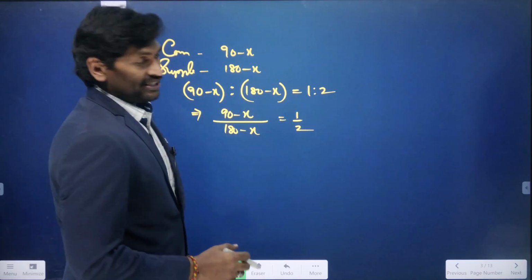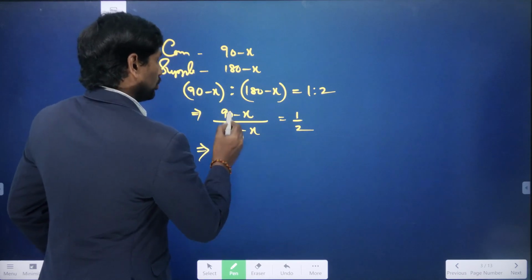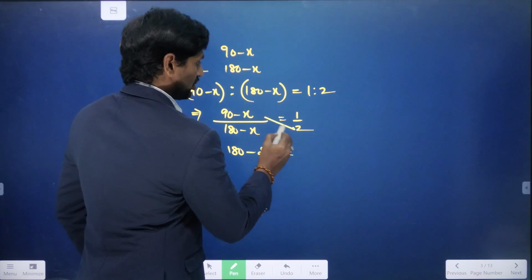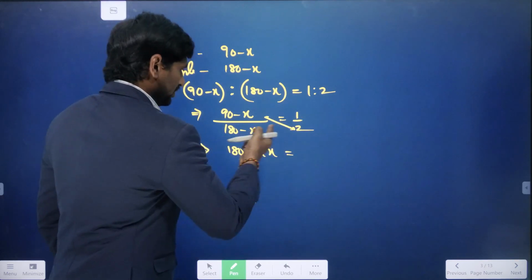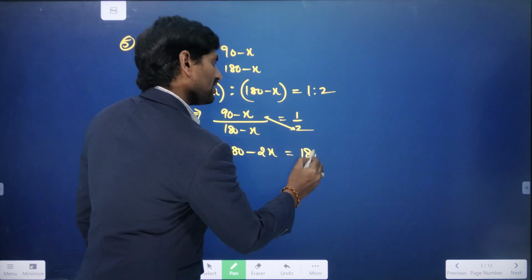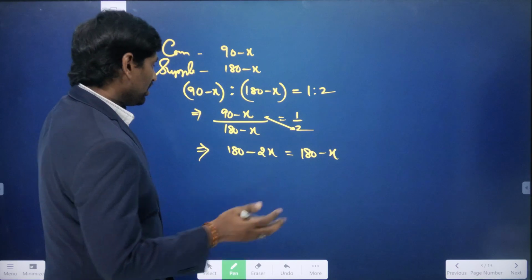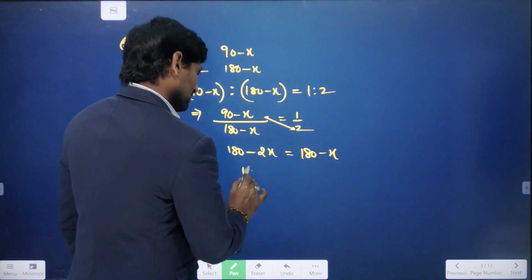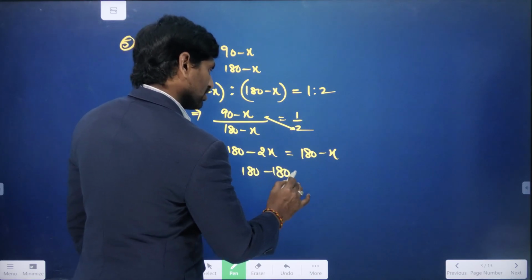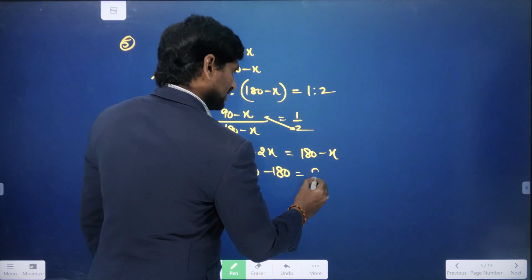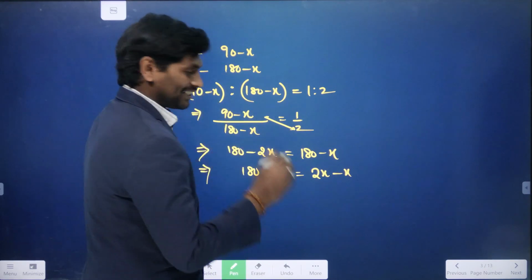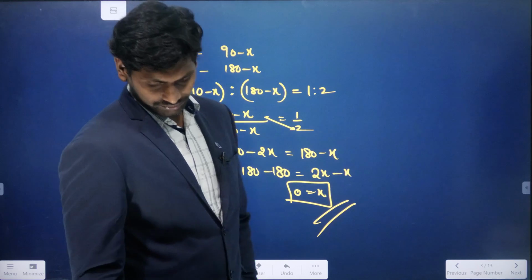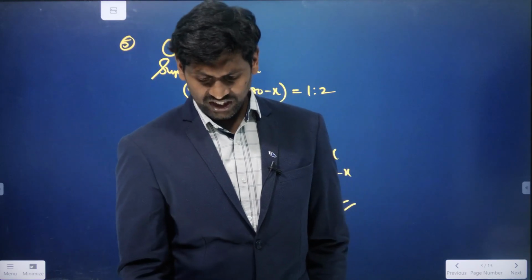Apply the cross multiplication. 2 into 90 is 180 minus 2 into x is 2x. I did the cross multiplication like this. Now 1 into this entire 180 minus x gives the same answer, 180 minus x, because you multiply with number 1. Now try to bring all the variables to one side, all the numericals to one side. 180 I am transposing this side, it is minus 180, and minus 2x brought this side, plus 2x, here minus x. 2x minus x is x, therefore the angle is 0 degrees. So the answer is 0 degrees, option 4.